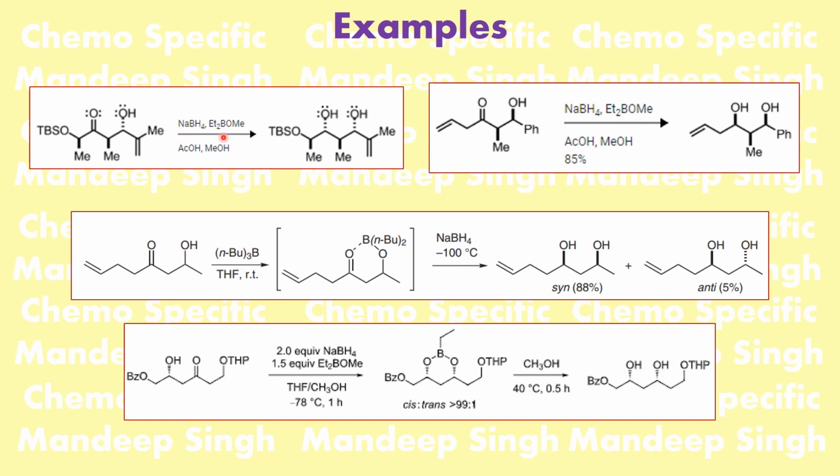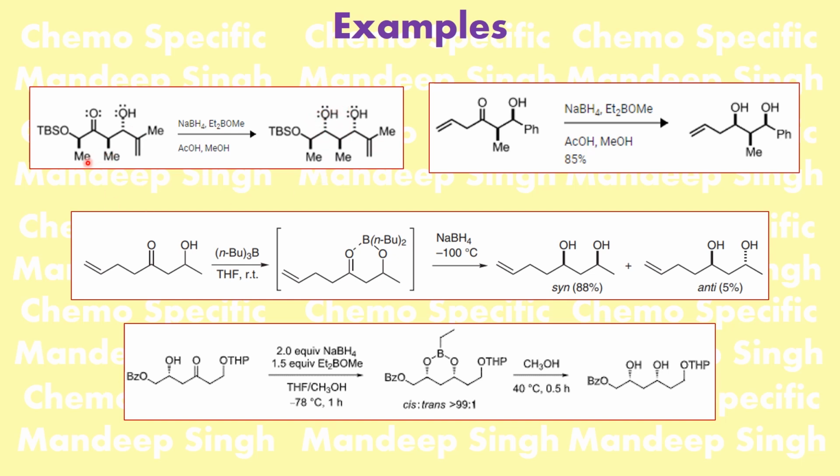So in the first example, the important thing is you have to see what this is like, alpha beta. What we have is a beta hydroxy, what we have is a ketone, and what we are taking is sodium borohydride and a chelating reagent. So you can clearly understand this is going to chelate, so this is going behind the plane. So the new hydroxy that will form is also going to be behind the plane.